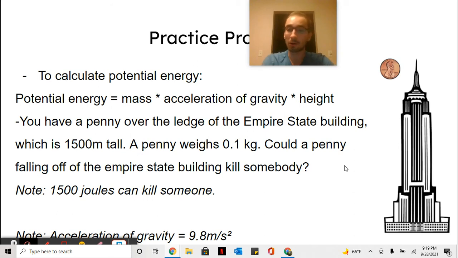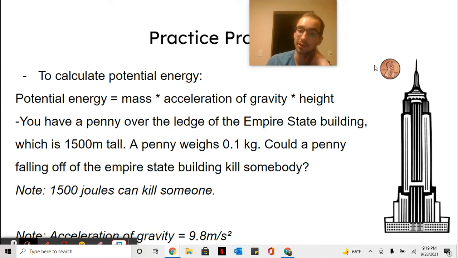You have a penny over the ledge of the Empire State Building, which is 1,500 meters tall. A penny weighs 0.1 kilograms. Could a penny falling off the Empire State Building kill somebody? Note, 1,500 joules can kill someone. So I want you to show me, using your potential energy calculation, whether someone throwing a penny off the ledge should be charged with murder. Okay? Show me your math.